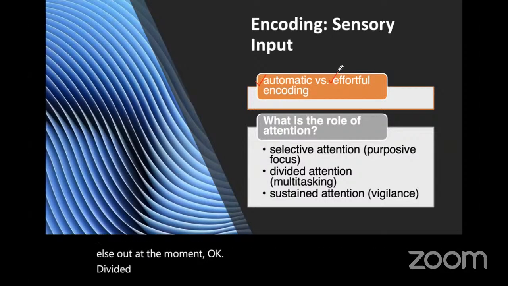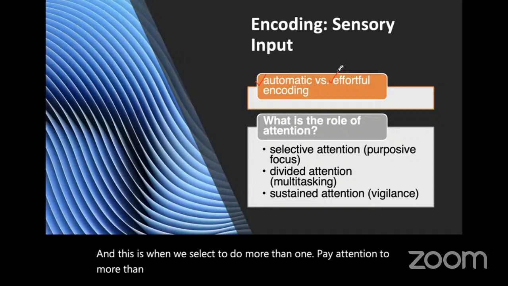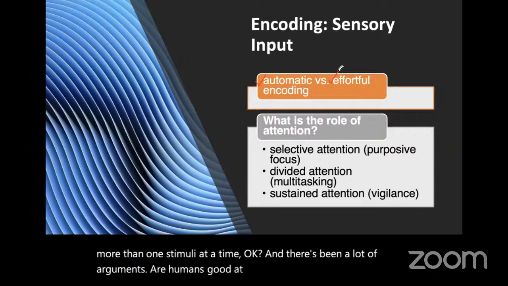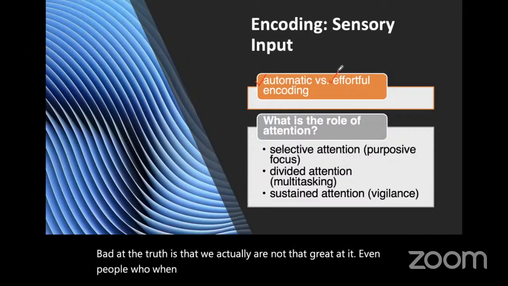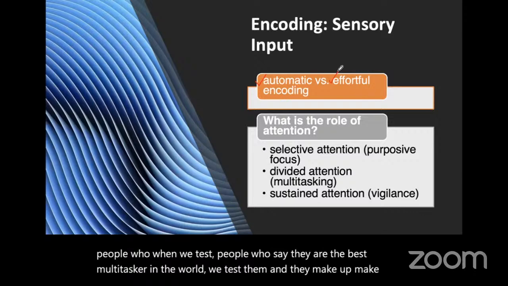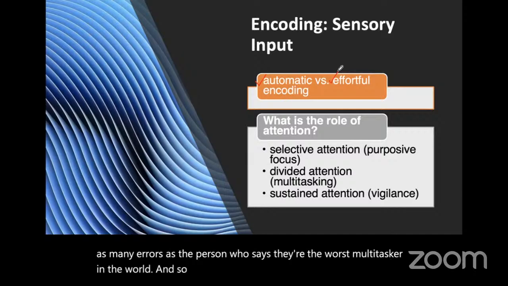Divided attention is multitasking. And this is when we select to pay attention to more than one stimuli at a time, okay? And there's been a lot of arguments. Are humans good at selective attention or divided attention and multitasking, or are they bad at it? The truth is that we actually are not that great at it. When we test people who say they are the best multitasker in the world, they make just as many errors as the person who says they're the worst multitasker in the world. And so when it comes to, are we really good at it? The truth is that we're really not.